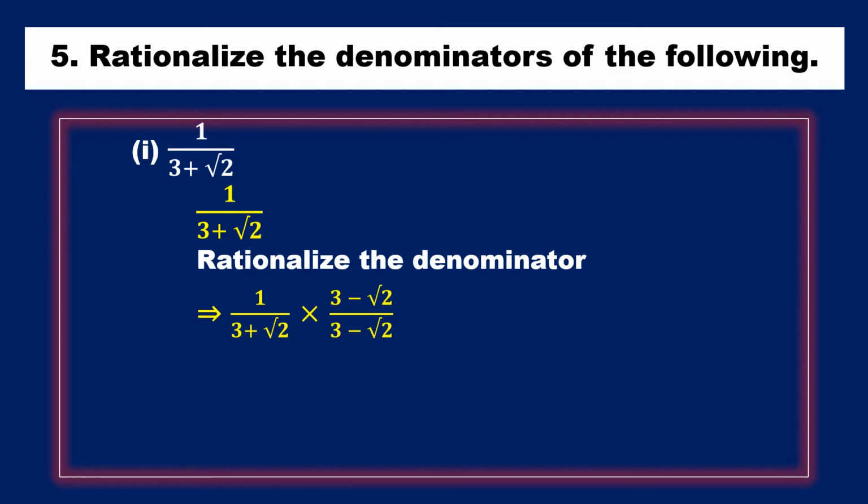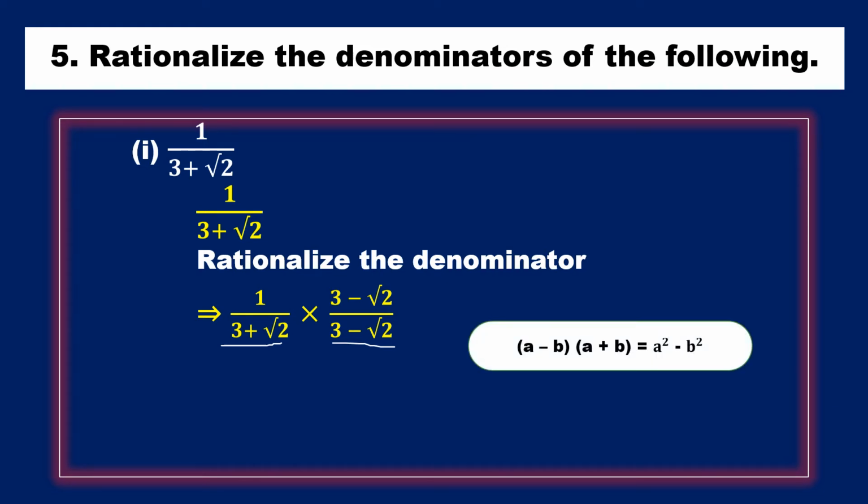One more important thing to remember easily: whenever you are rationalizing by multiplication, the denominators will be in the formula of a plus b into a minus b. Always it will be this formula only, because we are taking the opposite sign of the same terms. We are taking the same terms here, but with opposite signs, so it will always be the a plus b into a minus b formula.